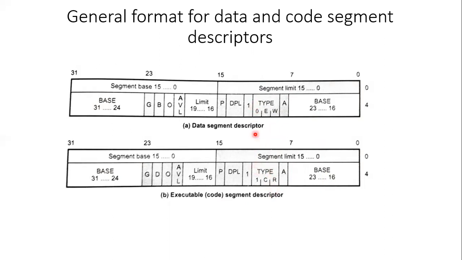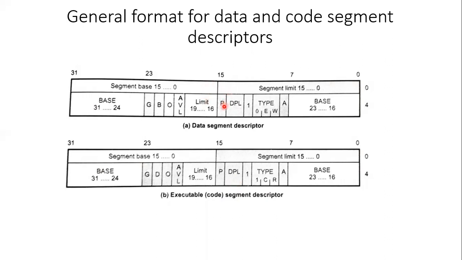So 0 and 1, 0 will denote data segment, 1 will denote the code segment. E is nothing but executable, W is nothing but write, C is nothing but conforming bit, and R is nothing but read. Okay, so we have found our first difference between the format, that is under the category in the type bit. Type bit we have 0 E and W for data segment and 1 C and R for code segment. Then next is 1, over here 1, same. Then the next field is DPL, over here DPL. DPL is nothing but descriptors privilege level. So both fields are same.